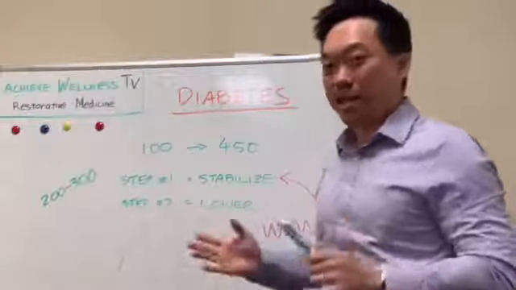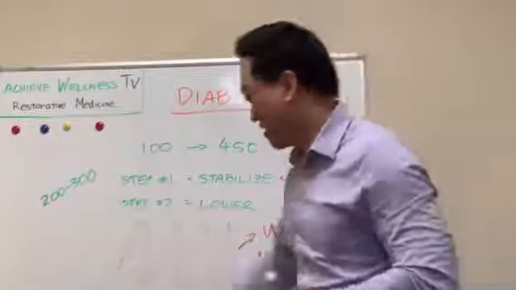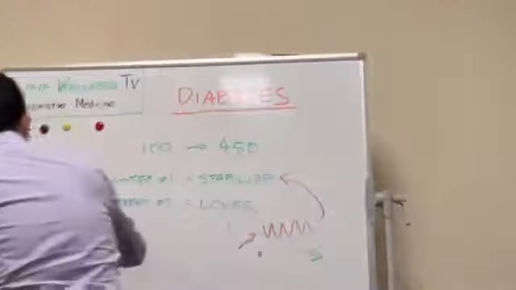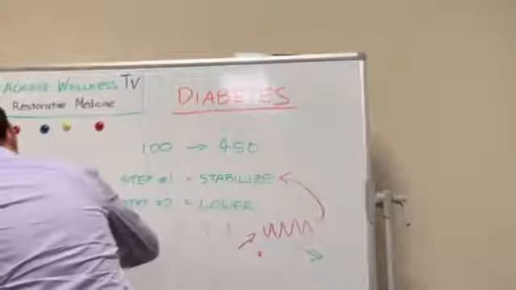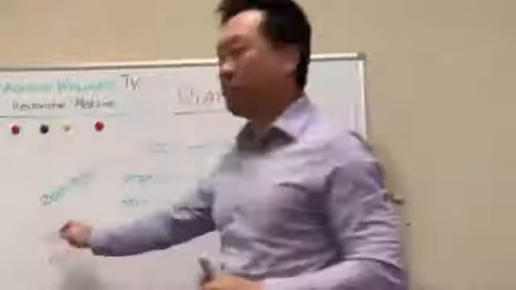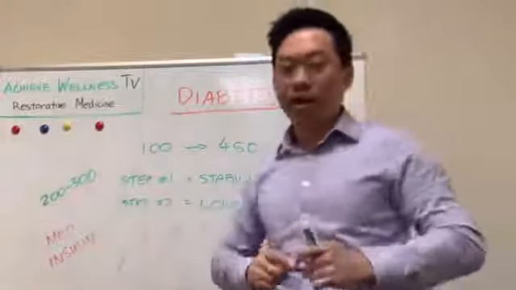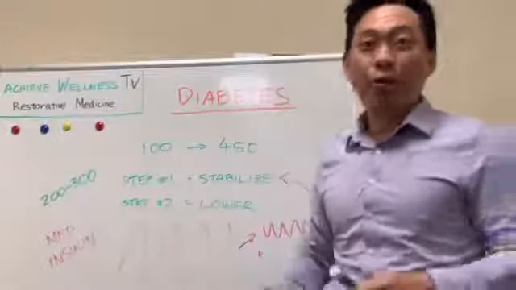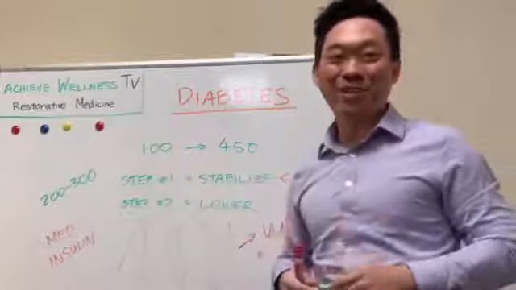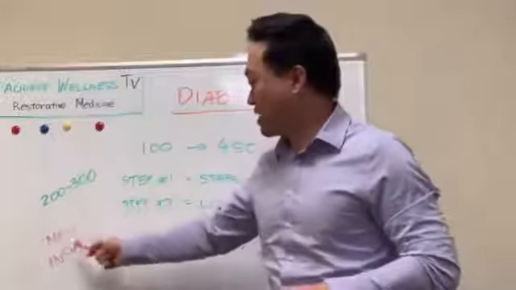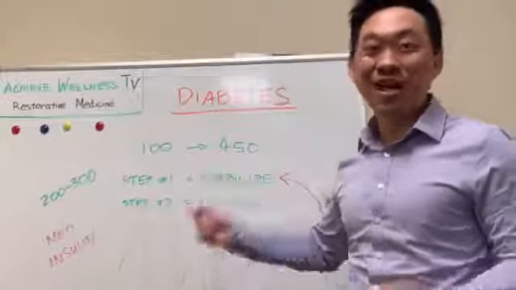The conventional medical system tries to lower it as fast as they can. And how do they lower it? They give you medications and they give you insulin. They give you meds to lower your blood sugar, and insulin to instantly drop your blood sugar, right? How do we know that that doesn't work? This patient has been fluctuating since day one, and they gave her medications and insulin, and it made the fluctuation even worse. So that's how we know.